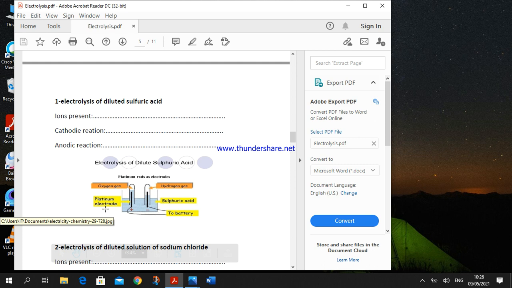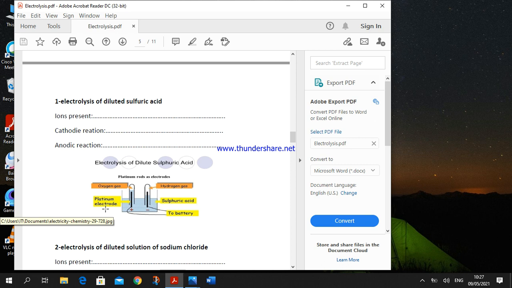In aqueous solution of an ionic compound, the water ionizes into hydrogen positive ions and hydroxide negative ions. Also, the ionic compound ionizes into positive ions and negative ions. So the rule of electrolysis: the cathode attracts positive ions found during electrolysis, such as the metal positive ions and the hydrogen positive ion resulting from water ionization.